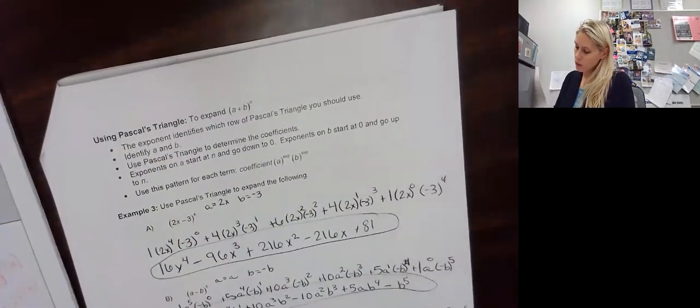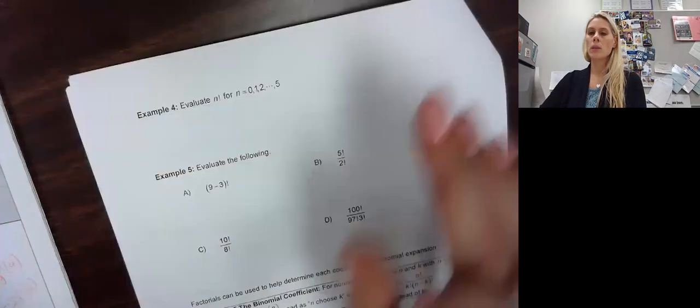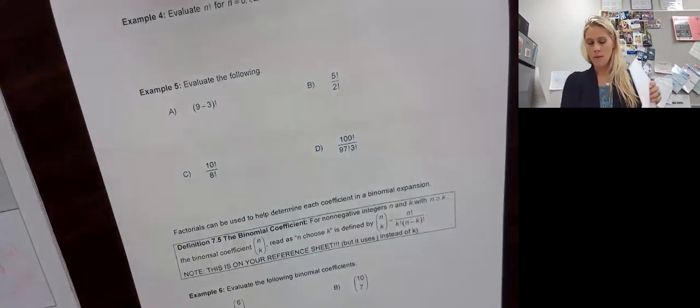So what factorial means is that we're going to multiply by all the numbers lower than n, okay? All right, so we're not gonna do that. We're just gonna go into example 5 and I'll show you how that goes.